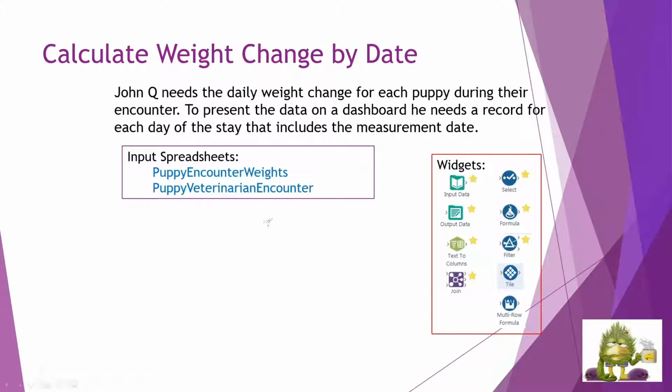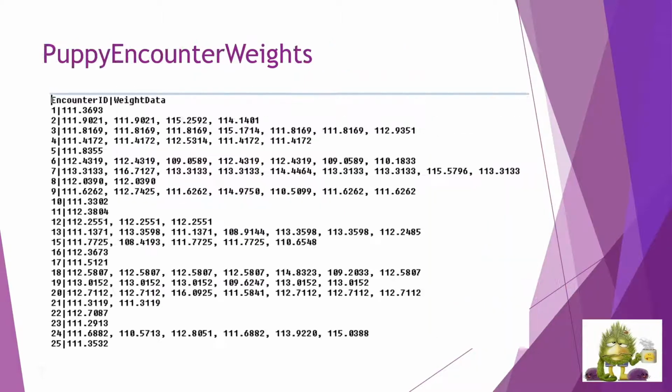We'll be needing the puppy encounter weights, which is a new file, as well as the puppy veterinarian encounter that we have used in the previous exercises. The weight file we get is fed to us through one of our systems. It is a pipe delimited file, in case you've ever heard that. It is the character that is a straight line on your keyboard. It's one of the common ones that ETL developers use because it's typically not used in the data that you would get from a system. It has the encounter ID and then the weights, one for each day that they were staying there. And we need to go ahead and pull that data in and manipulate it.